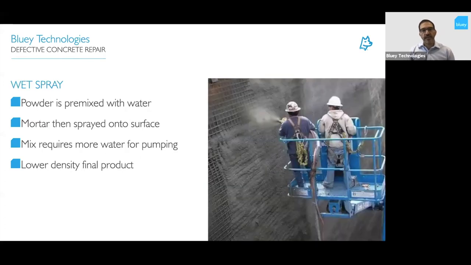Wet spray, on the other hand, is pre-mixed with water, then it has to be pumped along the hoses and then it's sprayed onto the surface. So you need a little bit more water to make the mortar pumpable and you end up with a slightly lower density on your final product and probably not as compact and impermeable and resistant to corrosion in the future. So dry spray provides a better outcome, wet spray, a little bit higher water content.